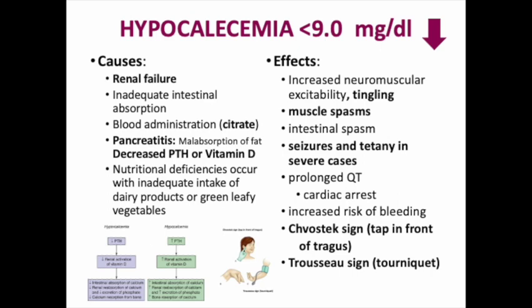And you can see the relationship between hypocalcemia and hypercalcemia. The causes here now are renal failure, inadequate intestinal absorption. Blood administration could cause it, with too much citrate. Pancreatitis because of the malabsorption of fat. Decreased parathyroid hormone and vitamin D. Nutritional deficiencies can occur with inadequate intake of dietary green leafy vegetables or dairy products.